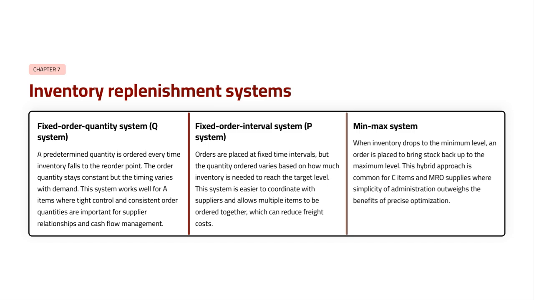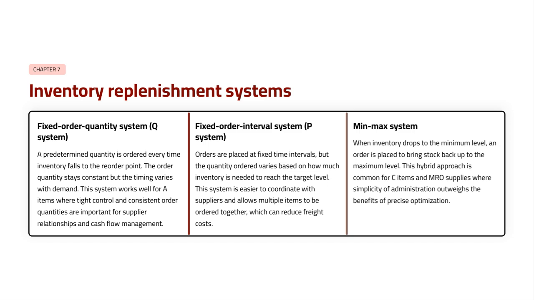Next, the fixed order interval system, or P system. Here, orders are placed at regular time intervals, but the order size varies to reach a target inventory level. This approach simplifies coordination with suppliers and can cut freight costs by combining multiple items into one shipment.